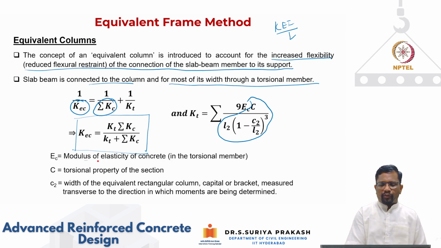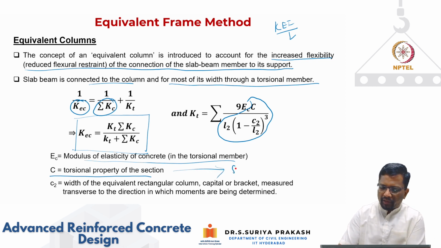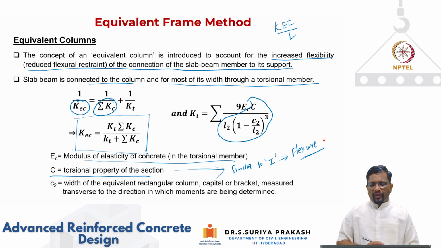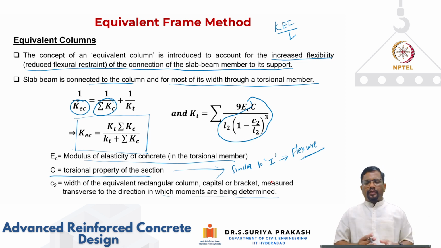EC is the elastic modulus of concrete. Once your concrete compressive strength is fixed, EC is fixed. And C is a torsional property of the section that is similar to your I, the moment of inertia that we use in flexure. This is the torsional stiffness parameter. And what is C2? C2 is the width of the equivalent rectangular column, capital or bracket, measured transverse to the direction in which the moments are being determined. So C2 is for an equivalent rectangular column.